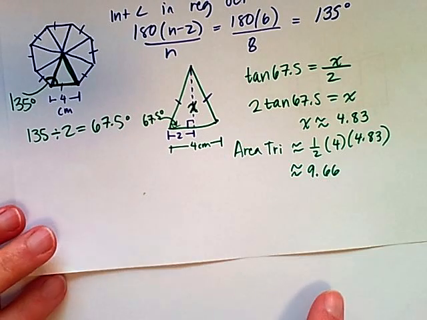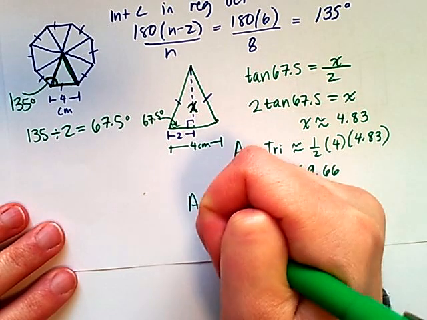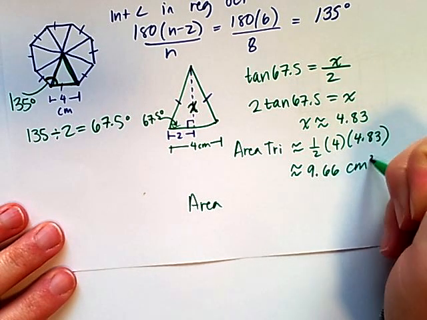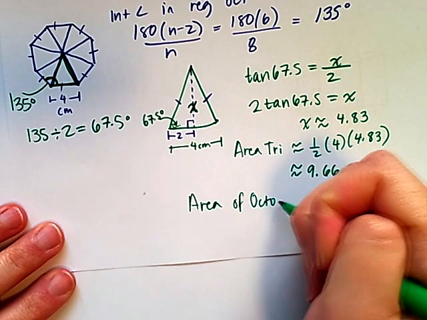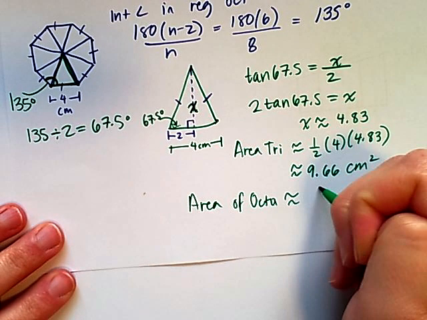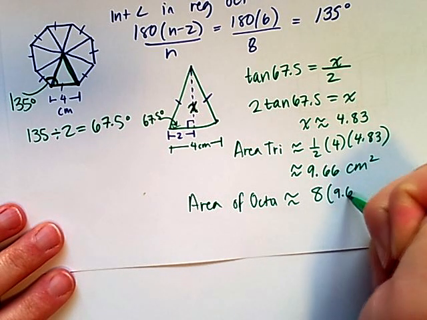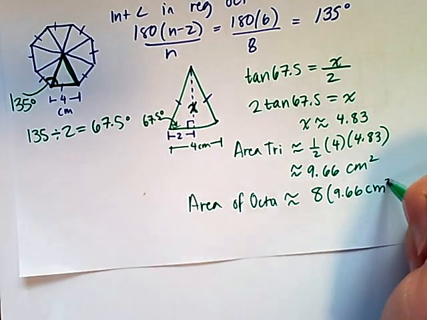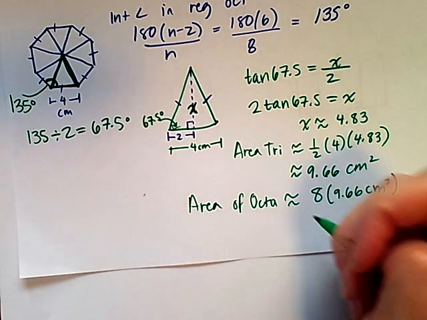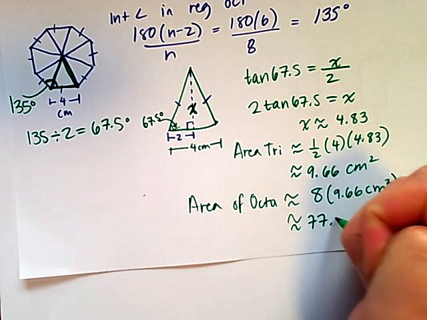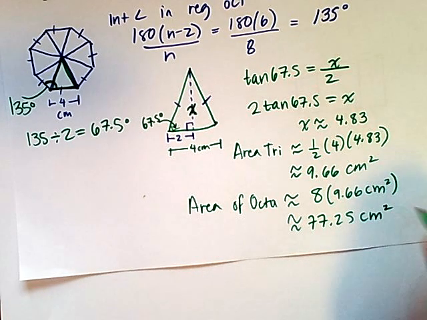So if I want the octagon, and oh, by the way, my units are centimeters squared. If I want the area of the octagon, it's got to be 8 times the area of one of the triangles. So if I do 8 times 9.66, I get approximately 77.25 centimeters squared.